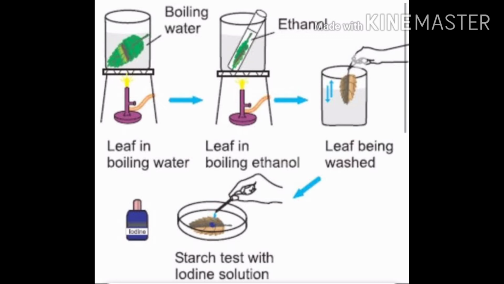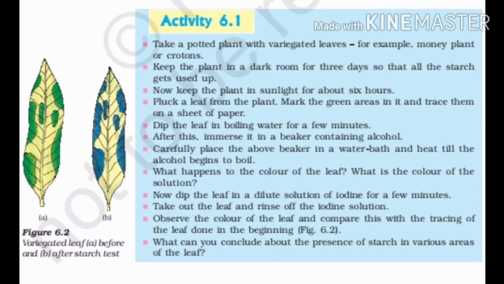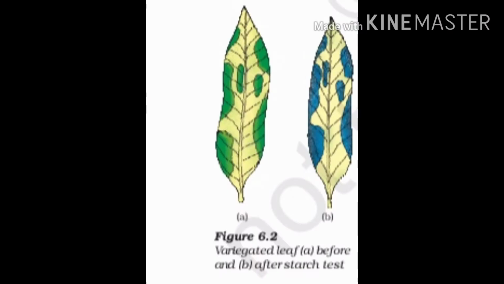You will observe that the chlorophyll has been removed from the leaf and is dissolved in alcohol. Now dip the leaf in a solution of iodine for a few minutes. You will see that the area which you had marked green changes to blue-black, and in the rest of the surface of the leaf there is no change in color. This shows that the area of the leaf that had chlorophyll could only prepare starch. This shows that chloroplast is important for photosynthesis.